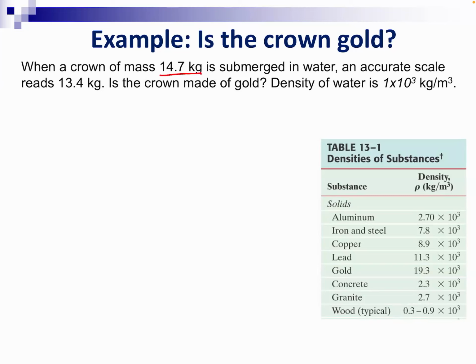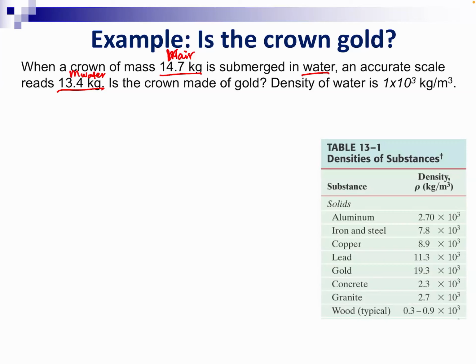The crown has a mass of 14.7 kilograms when it's in air. It's the other way around from what I first said: in air, the mass of the crown is 14.7 kilograms, but when it's submerged in water, an accurate scale gives it a mass of 13.4 kilograms. And we want to find out whether the crown is gold or not.